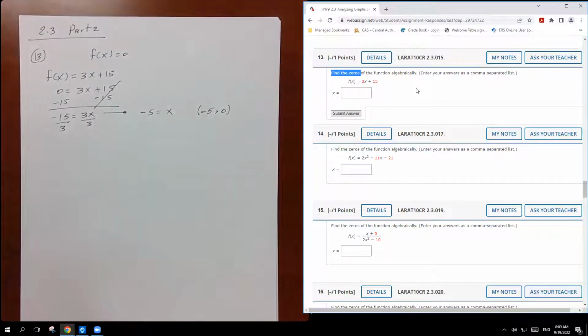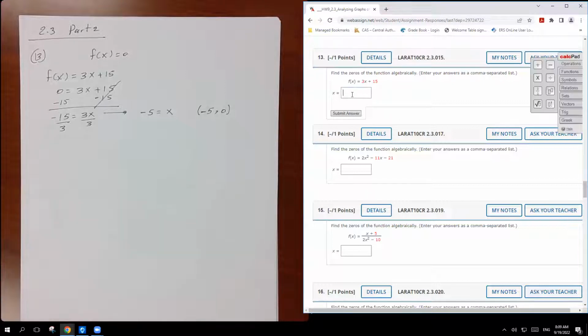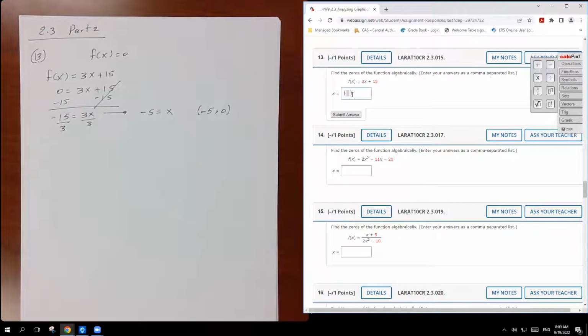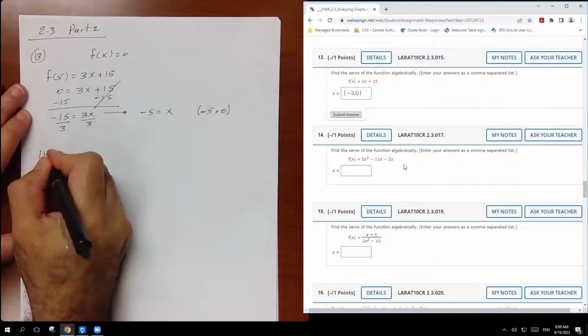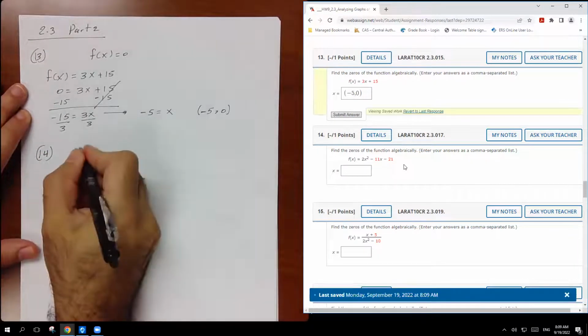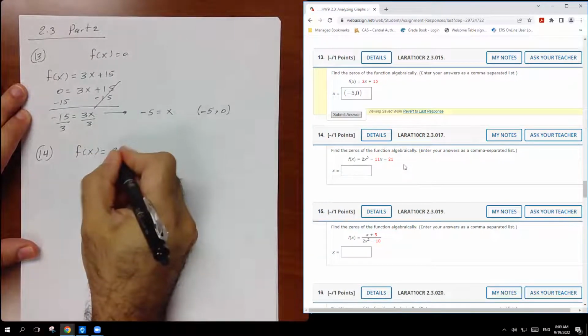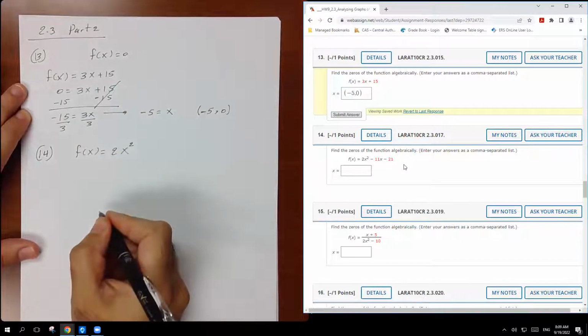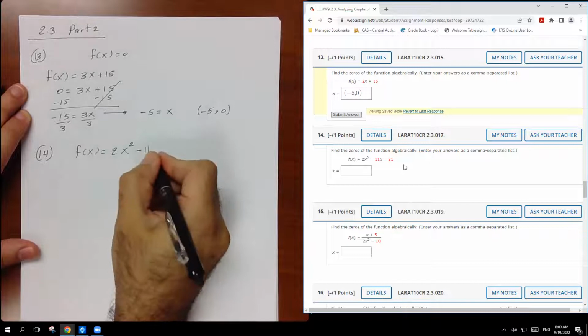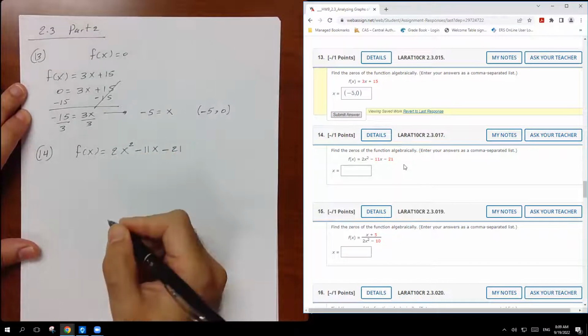But now we have to learn all types. Like example 14, find the zeros. With example 13, we have only one zero, which is negative 5, comma 0. Let's check example 14. Find the zeros. That's the only thing they're going to ask you. So for 14, we're going to do exactly the same thing. We have f of x equal 2x squared minus 11x minus 21. Find the zeros for this graph.